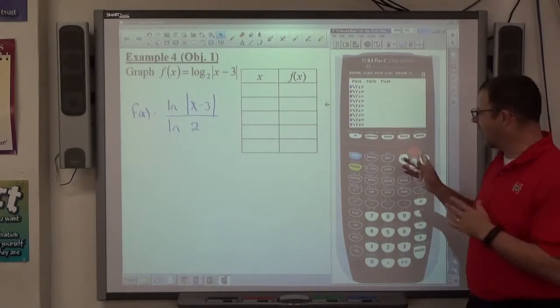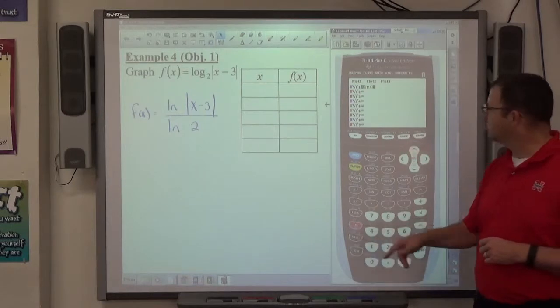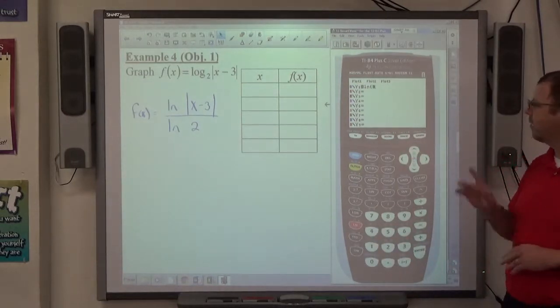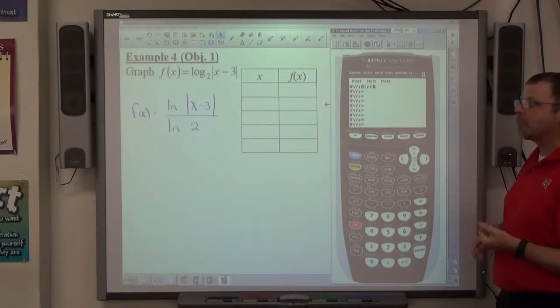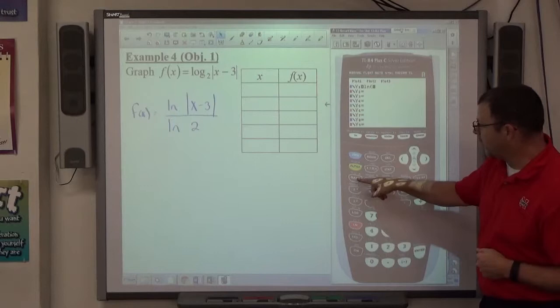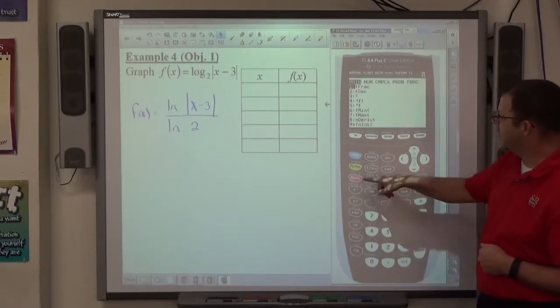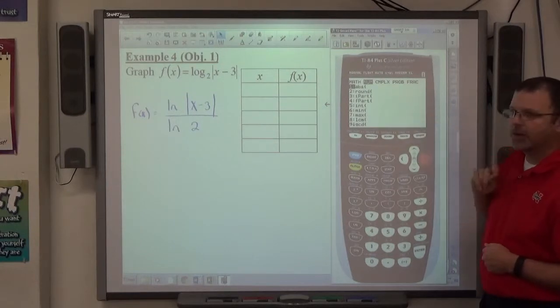So I've got my classic type on. If you have your MathPrint, I think it still puts parentheses there, doesn't it? All right. Anyway, what's inside that parentheses when I'm taking the log of? I want to take the log of the absolute value of x minus 3. So the way I can find absolute value, there's a couple places. First place you go is the math menu, and there's all this stuff at the top. You slide over to the right, there's absolute value under number. Okay, that's one way of getting to it.